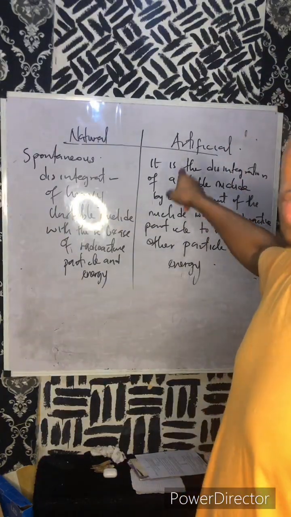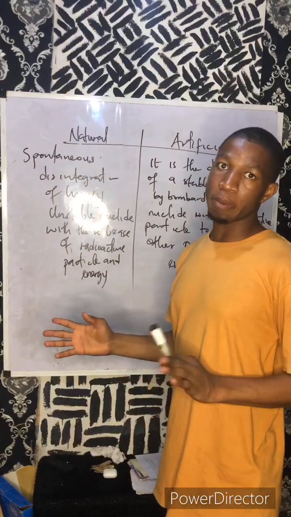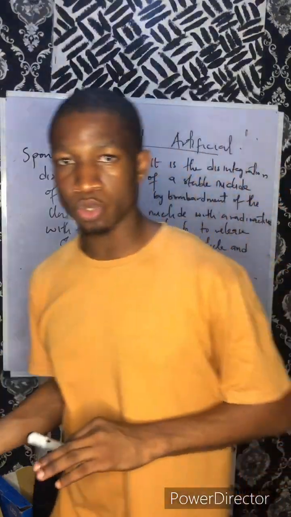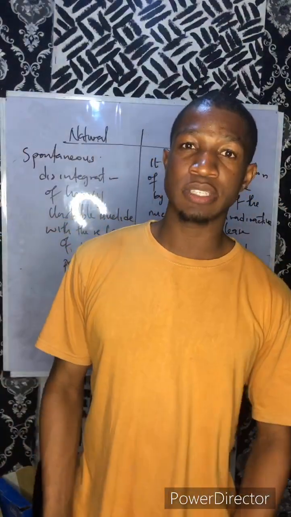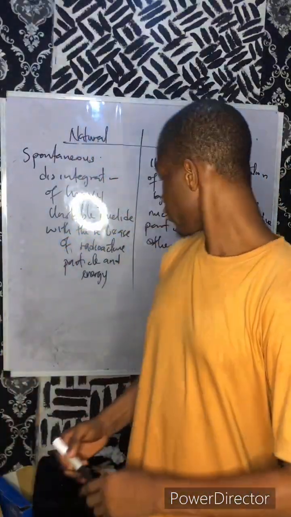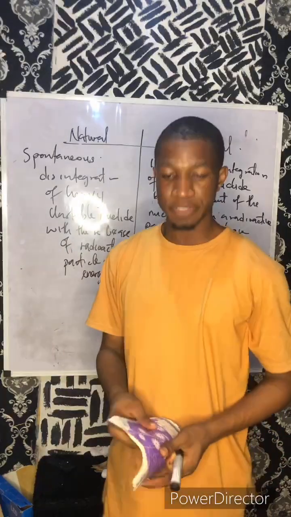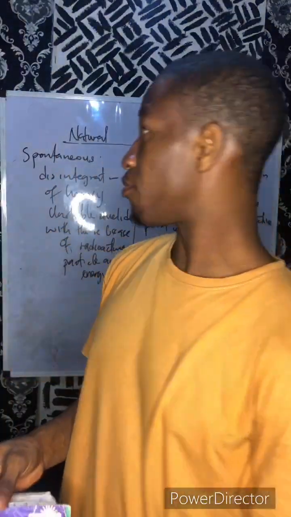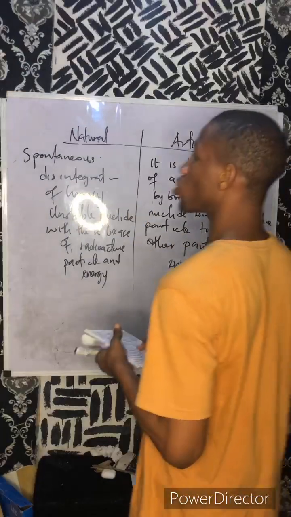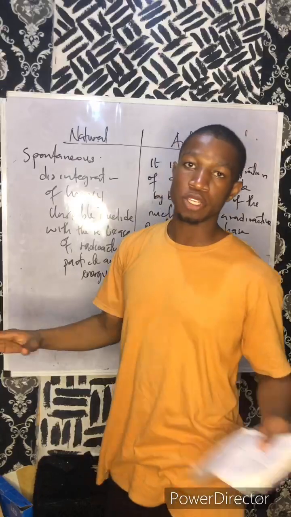Obviously, if I say disintegration of a stable nuclide, it means that the stable nuclide is changing from one state to another. So don't come and be asking me what is it changing to. It's definitely going to disintegrate, meaning it's changing from one nucleus to another. So there's a change there. Now, if you're going to talk about the differences between them, I already made mention of some of them. One of them is that this one occurs naturally, without any human intervention.